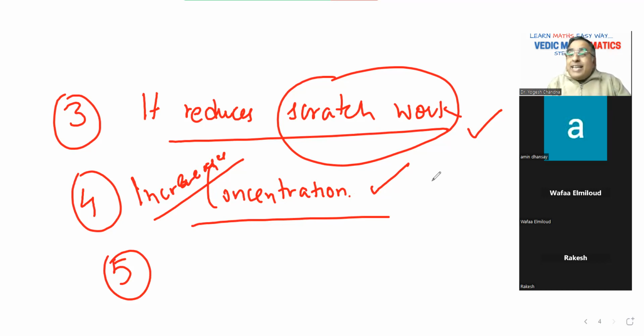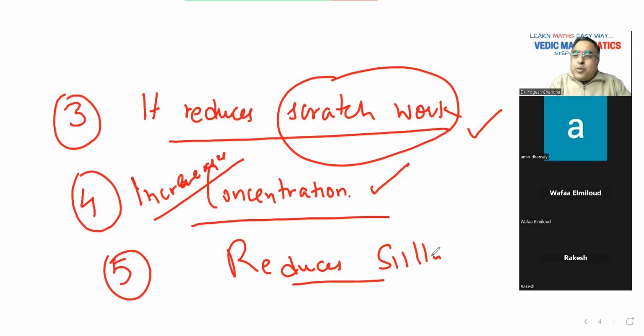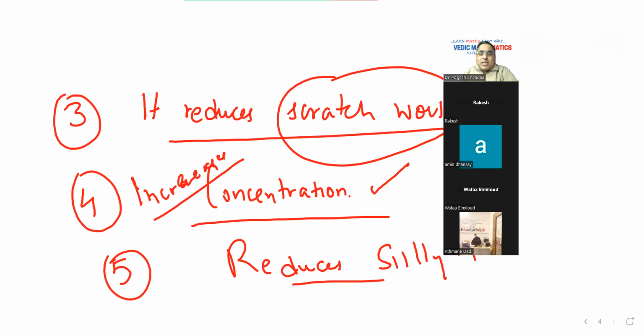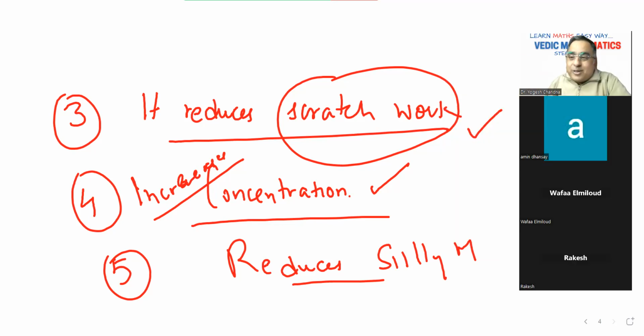Fifth, last but not the least, it reduces silly mistakes. What are the silly mistakes we generally make in mathematics? Yes, Amin. Wafa, Rakesh, Aarti Verma. Please, the more you ask or participate, the more you'll get solutions to your questions also. Yes, Amin. What are the silly mistakes we generally make in mathematics?